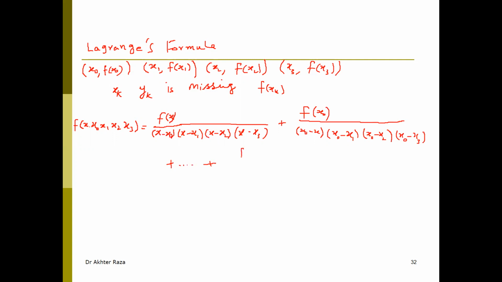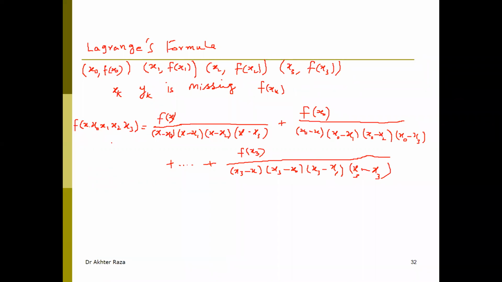What will be the last term? Last term will be f(x3) divided by (x3 minus x naught), (x3 minus x1), (x3 minus x2). x3 minus x3 will not be there. So this is the expansion as I told you on the previous slide.